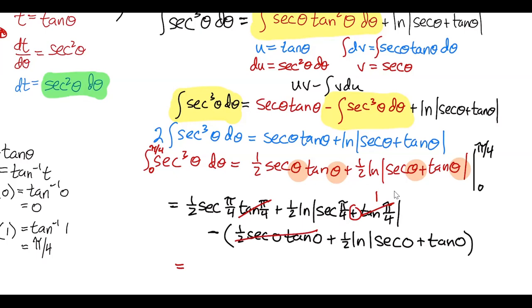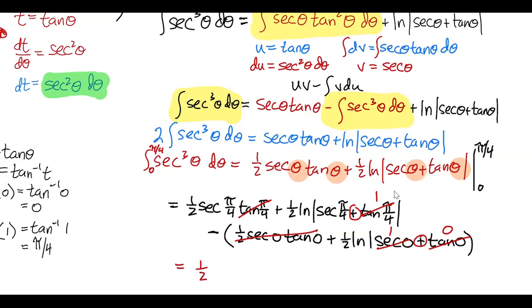The other part, same idea as before. Tangent of 0 is equal to 0, but it's part of a sum, so we got to hang on to it because the secant of 0 is equal to 1. Now, as it turns out, the natural log of 1 is equal to 0. So the whole thing's going to wipe out anyway, but not because of the trig, but because of the natural log relationship. All right.